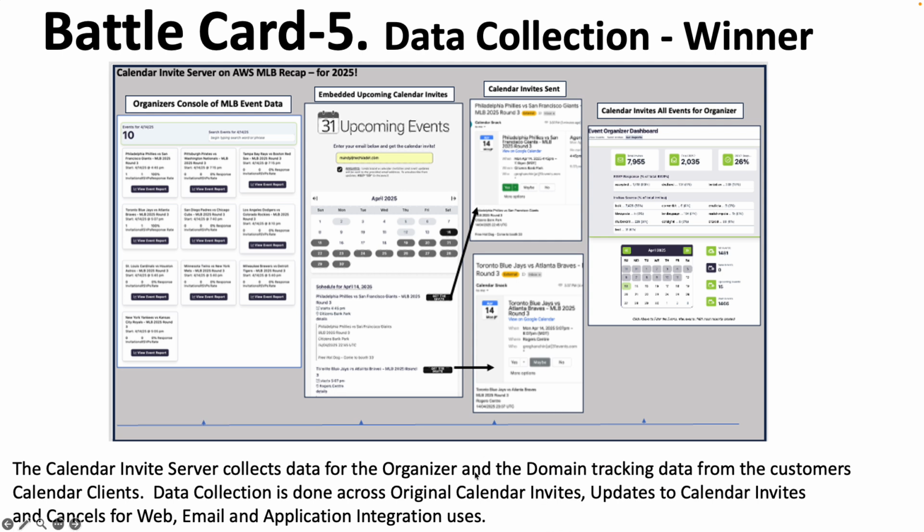We collect data for the organizer and the domain, tracking the data from the customer's calendar clients. Data collection is done across original calendar invites, updates to the calendar invites, and cancels. So those three things are critical. Our pipeline, again, generates original calendar invites. We update the calendar invites, and we can cancel the calendar invites. Those calendar invite API codes are for web, email, and application integration use cases.